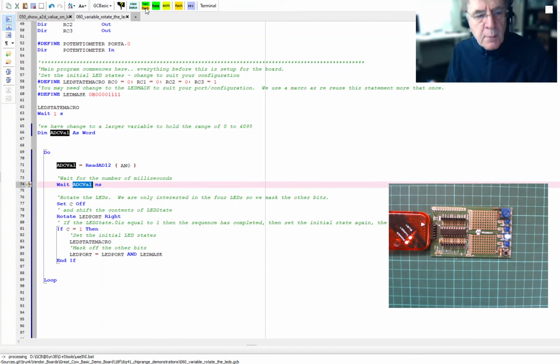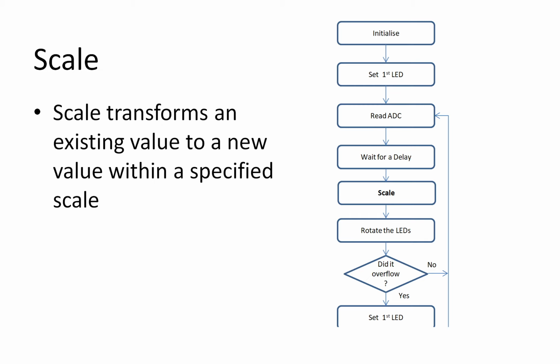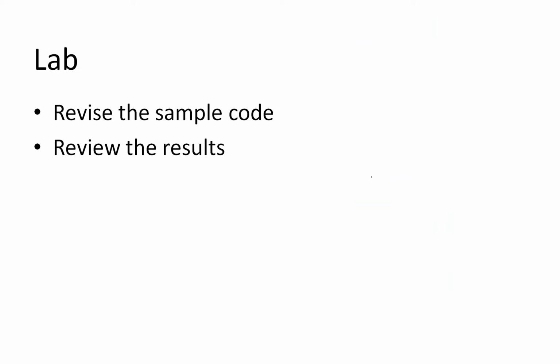Okay, so I'm just going to take us back to the PowerPoint, and we're just going to look at PowerPoint for a few seconds just to see that we can change this code to make it more responsive to our needs. So I'm going to use a command called scale, and I'm going to transform the existing value of the ADC, the range, into a new value with a specified scale. And I'm just going to insert that in our code here. I'm just going to insert a command, and I'm going to scale the ADC to a specific value, and it will make the rotation of the LEDs more responsive.